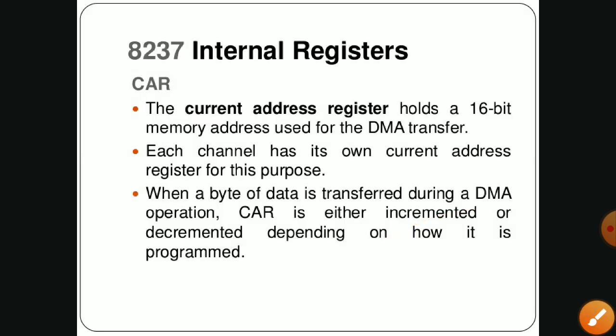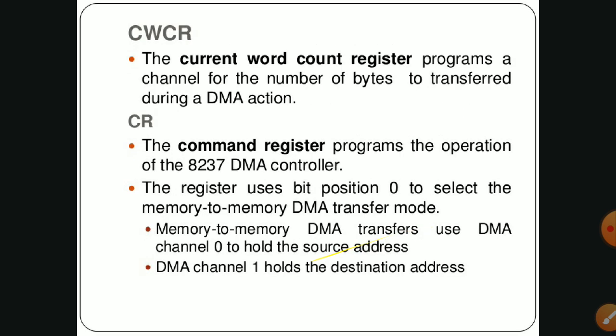See, the 8237 internal registers. What are they? CAR, which is the current address register. As I already said, this is a 16-bit register. Each channel has its own current address register. When a byte of data is transferred during DMA operations, CAR is either incremented or decremented. To transfer the next sequential location byte, the CAR register is required to increment or decrement. That is done by the current address register.